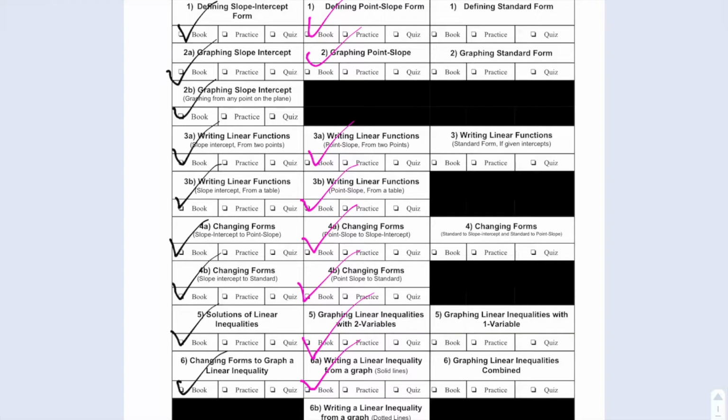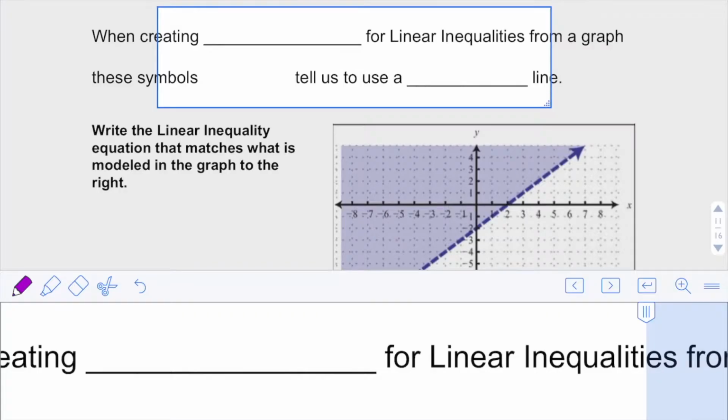Hello Algebra 1 students, here we are in Unit 5, Tier 2, Lesson 6b, writing a linear inequality from a graph. Check off your booklet please. Here we are in Tier 2, Lesson 6b, writing linear inequalities from a graph.